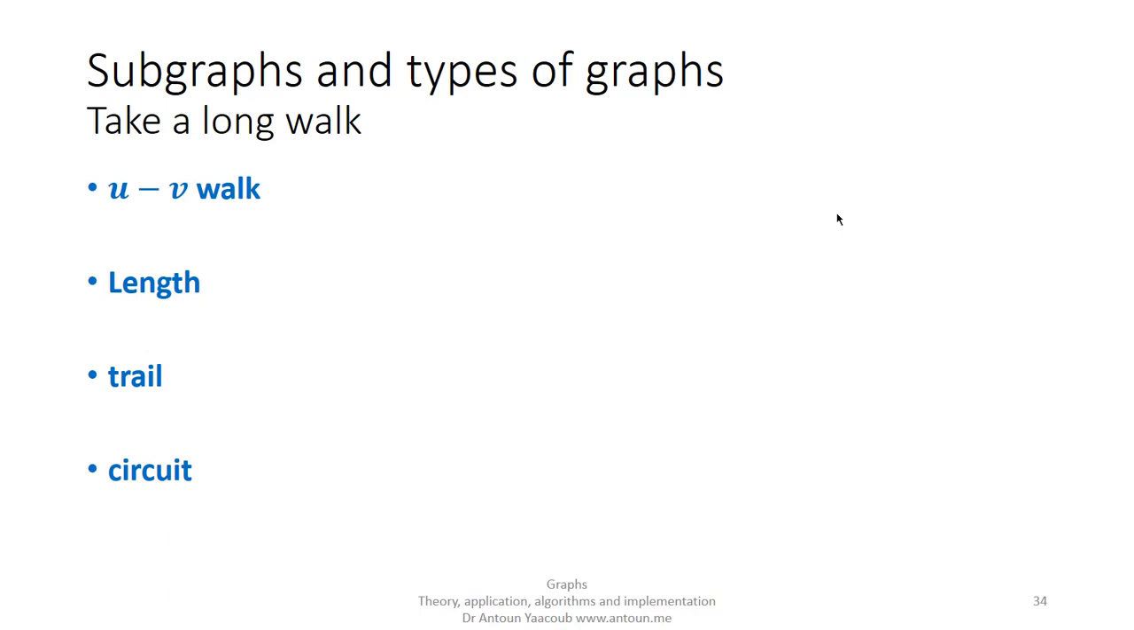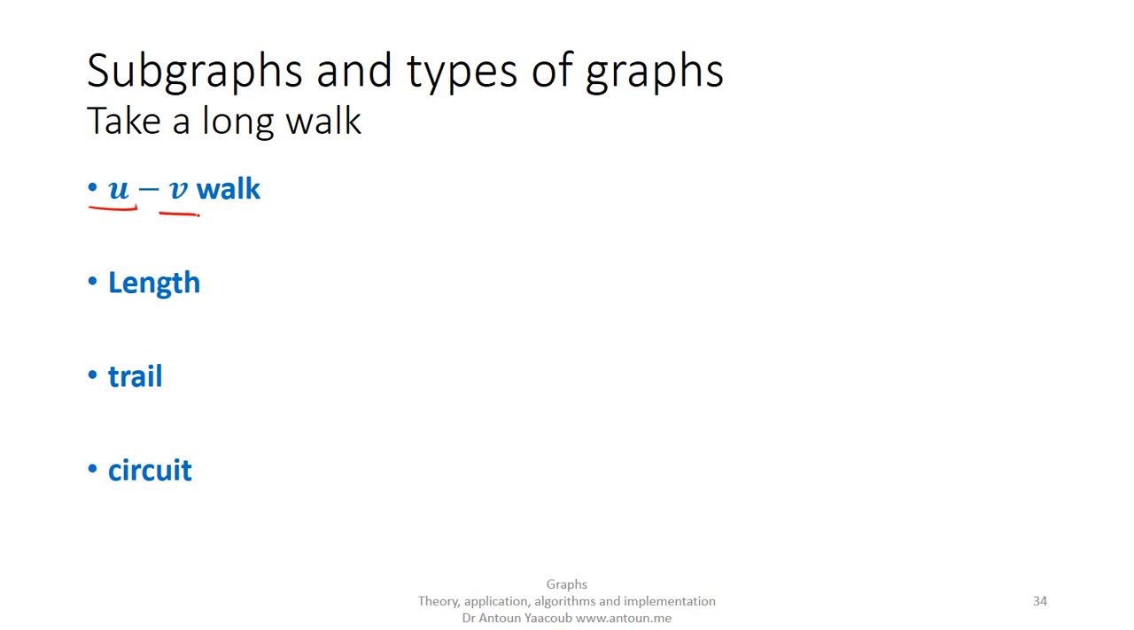So we will first talk about what it means to have a UV walk. Whenever we have two vertices U and V, a UV walk is an alternating sequence of vertices and edges beginning from U and ending with V. In practice, we list the edges. A UV walk is just a walk, as if you are walking in the graph. You are going from U and reaching V, and you are listing just the edges.